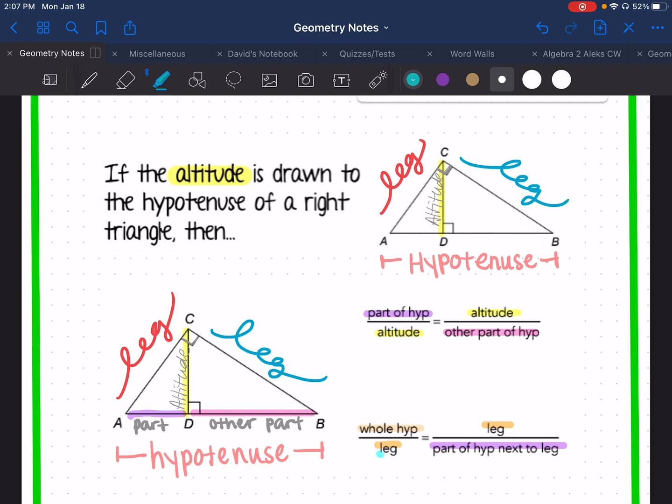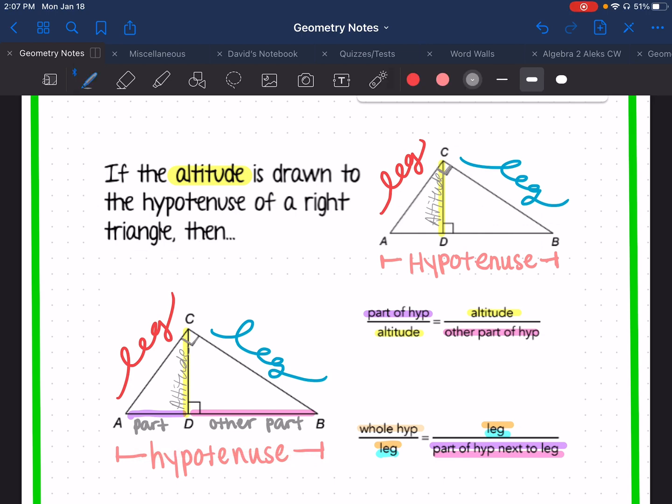One of my legs is blue, the longer leg from C to B. So if the leg is the blue part, I'm still going to use the whole peach hypotenuse, but now I'm going to use the part of the hypotenuse that is next to the blue leg, which is the pink part. So the top goes with the top color, the bottom goes with the bottom color. It gets a little confusing when it's the leg, but basically if I use this leg, I need to use this part. But if I use that leg, I have to use that part. And then I always use the whole hypotenuse.